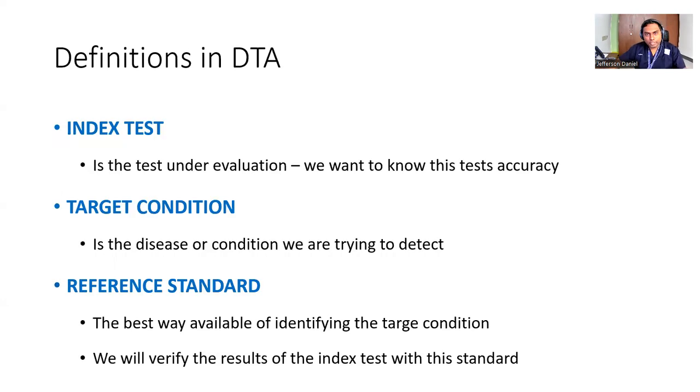So there are a few definitions when you talk about diagnostic test accuracy studies. So first is the index test. These are common definitions. Index test is the test under evaluation. For our current review, it's going to be TB now. And we want to know this test's accuracy only. Okay. Now, target condition is the disease which we are trying to detect using the index test. In our condition, it is tuberculosis.